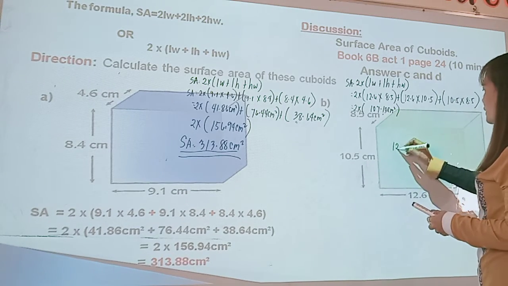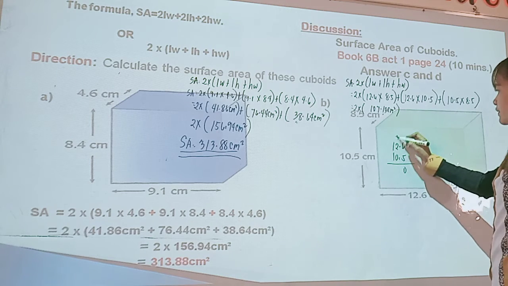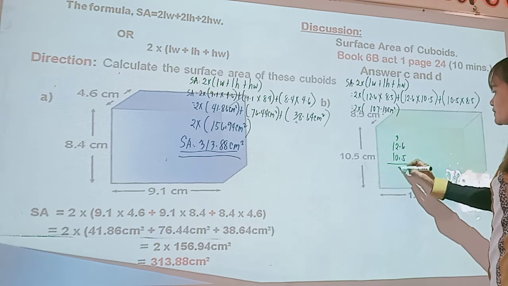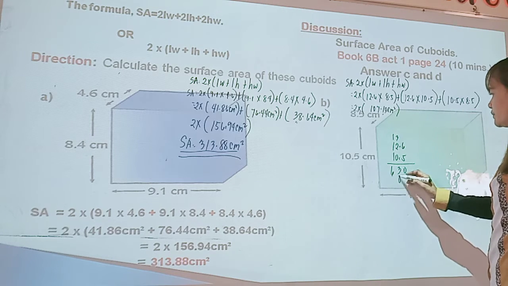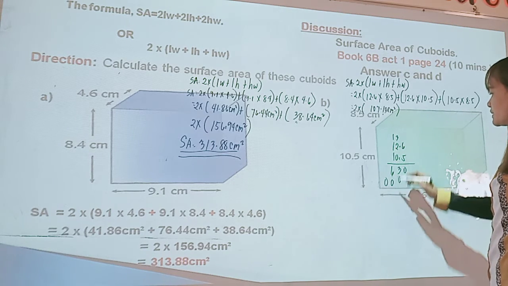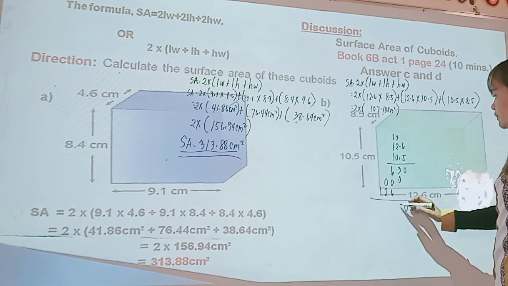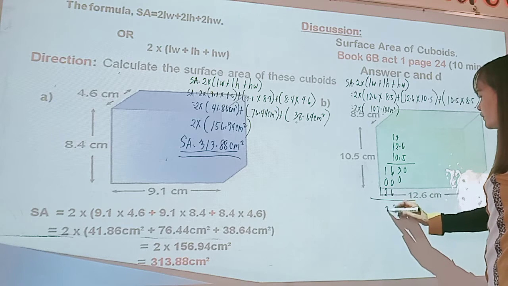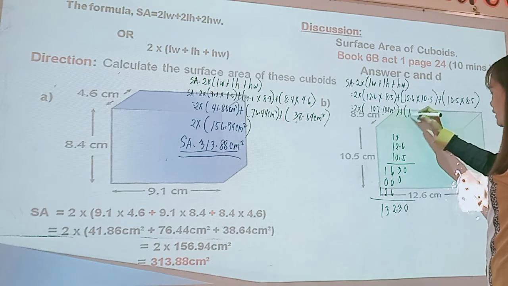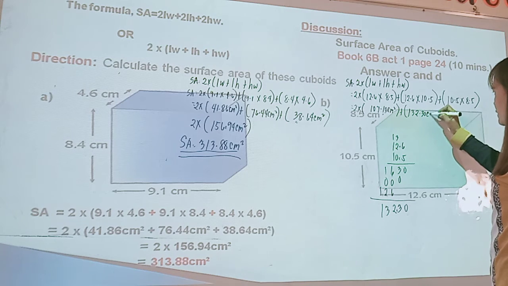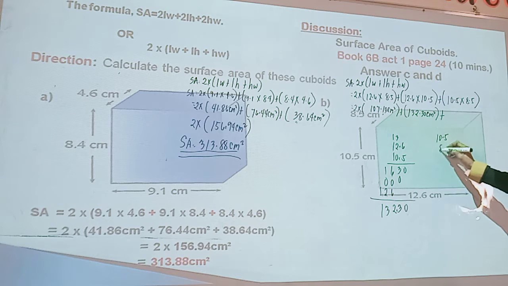We need to multiply 12.6 times 10.5. Okay, 6 times 5 is 30, carry 3. 2 times 5 is 10, plus 3 is 13, carry 1. 1 times 5 is 5, plus 1 is 6. Okay, so we have 0, 0, 0. 1 times 6 is 6. 1 times 2 is 2. 1 times 1 is 1. Adding: 0, 3, 12, carry 1, 3, 1. How many decimal points? We have 2. So we have plus 132.30 centimeter square.